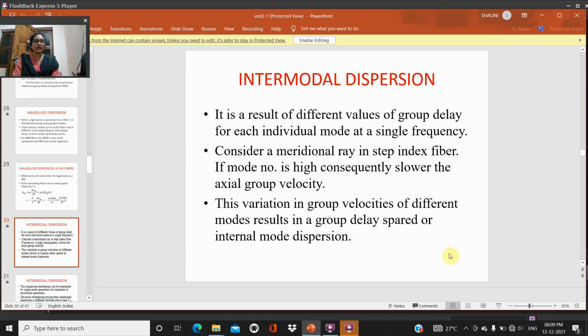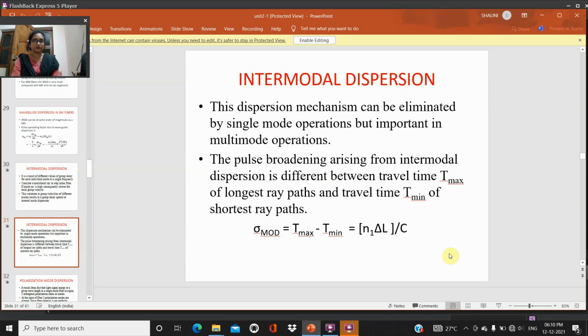Now we are considering a meridional ray in a step index fiber. If the mode number is high, consequently it lowers the axial group velocity. This variation in group velocities of different modes results in group delays, or intermodal dispersion. Mainly these intermodal dispersions occur due to different group delays for each mode at a single frequency.